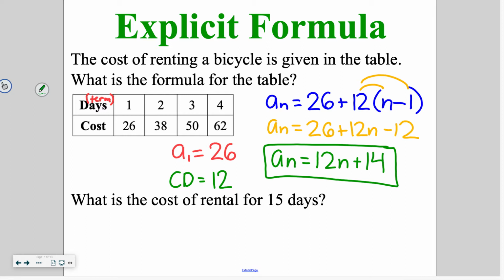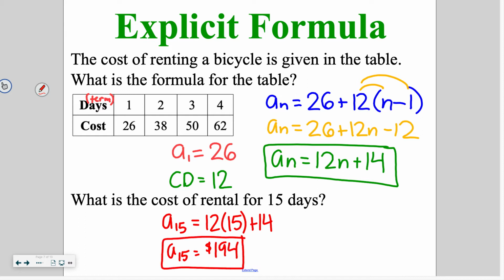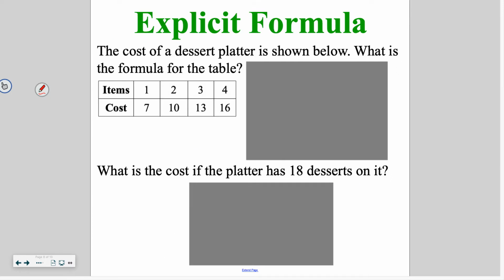Then it asks us to solve. What is the cost of a rental for 15 days? So we can use this, and we're going to say a_15, because we want the 15th term, is equal to 12 times 15 plus 14. And when I do that, I'm going to get an answer of a_15 is equal to $194. That's my cost if I do the rental for 15 days. Go ahead and try this one on your own.